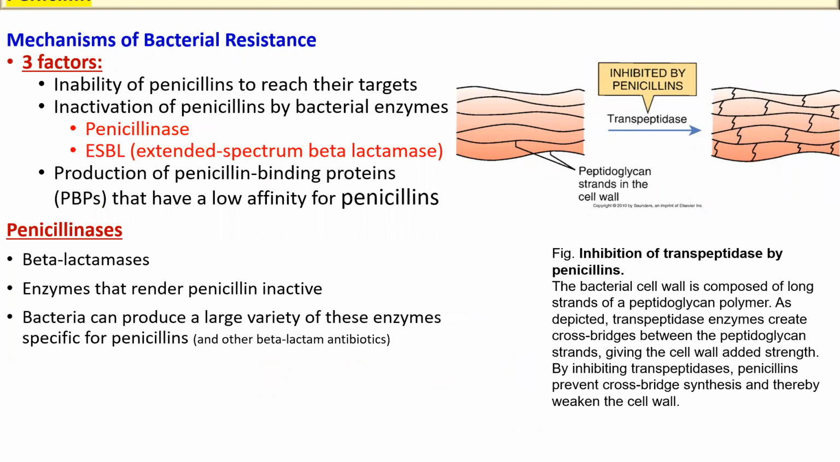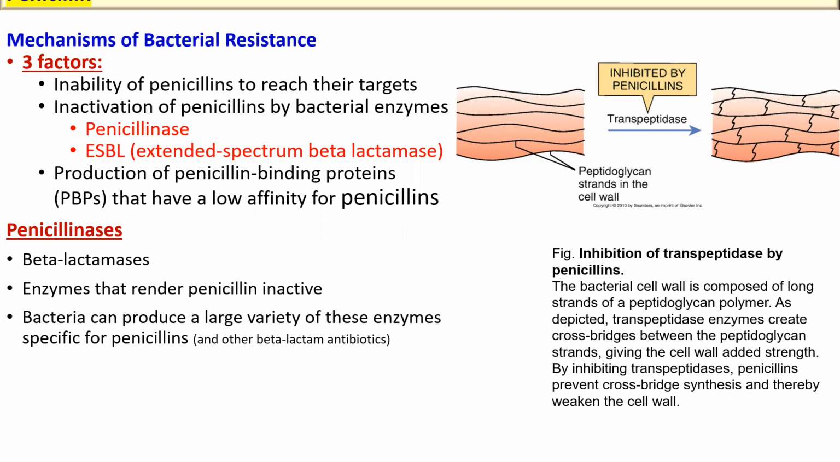There are 3 main factors that would explain the mechanism of bacterial resistance. It's either the inability of the penicillins to reach their target, or the inactivation of penicillins by bacterial enzymes, or the production of penicillin binding proteins, PBPs, which have a low affinity for penicillins.